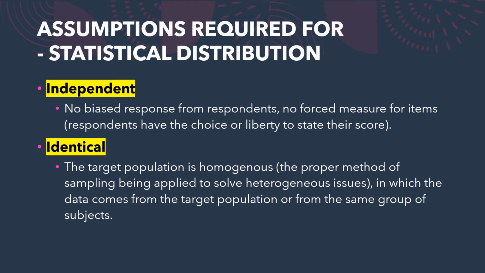Assumptions required for statistical distribution. Independent: no biased response from respondents, no forced measure for items, respondents have the choice or liberty to state their score. Identical: the target population is homogeneous, the proper method of sampling being applied to solve heterogeneous issues, in which the data comes from the target population or from the same group of subjects.